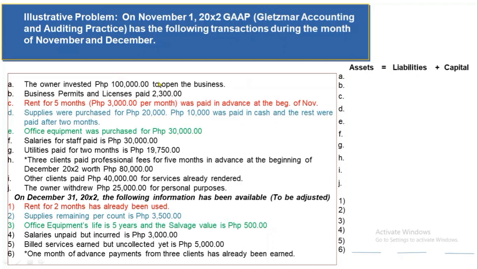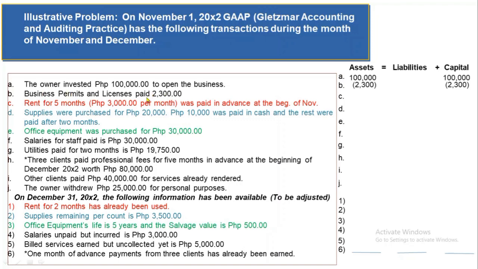In transaction A, the owner invested 100,000 in the business. So of course, the capital account will increase as well as the assets involved. So we have a balance: A is equal to L plus C. However, this transaction B, where the business paid for business permits and licenses of 2,300, it's a typical example of revenue expenditure, and this type of expenses decreases the capital and of course the assets because we have already paid for these business permits and licenses.